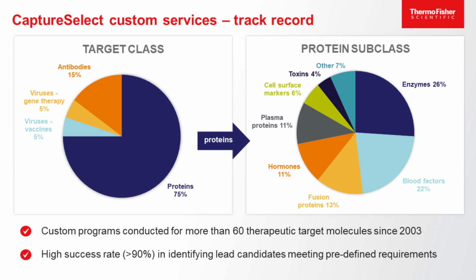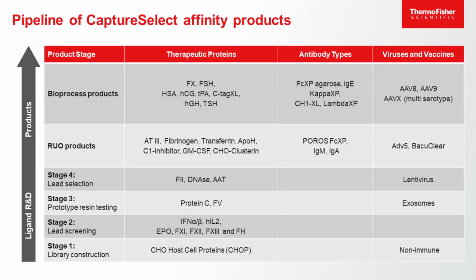Again, we've run more than 60 of these programs since 2003, and around 40 of these products are now being used in clinical or commercial products. We have a very high success rate, over 90% in identifying lead candidates meeting the predefined requirements which had been laid down when we started off in work package 1. Again, the technology is highly versatile, highly successful in actually generating these types of products.